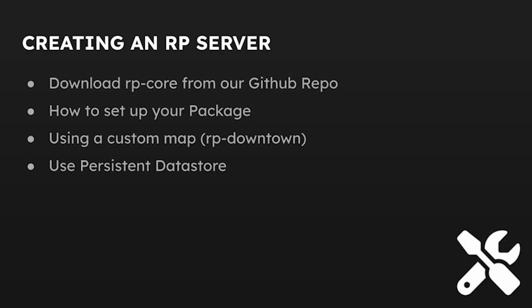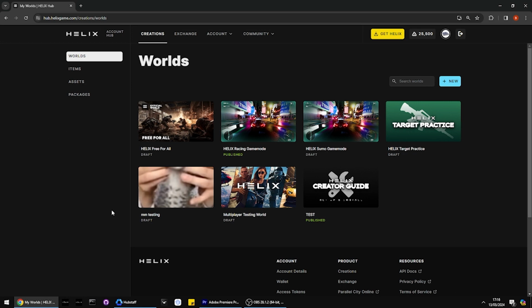So first of all, the goals that we're going to do today and aim for is download the RP core from the Git repo, how to set up your package using a custom map, using a persistent data store. First step is just to simply use our PCRP core.